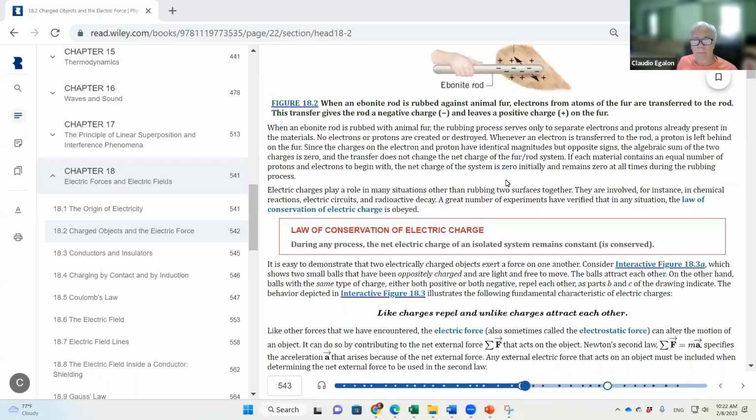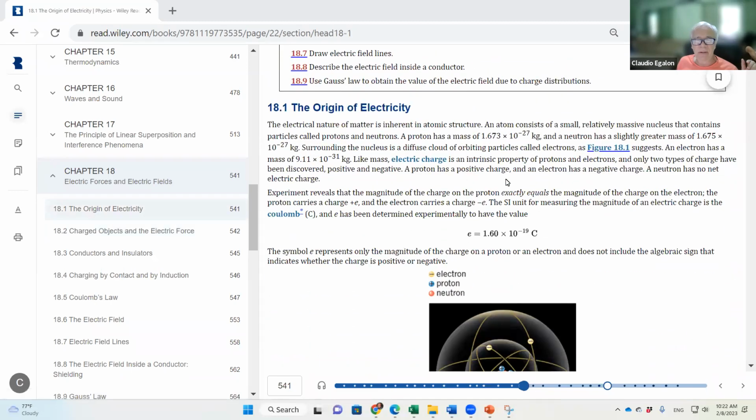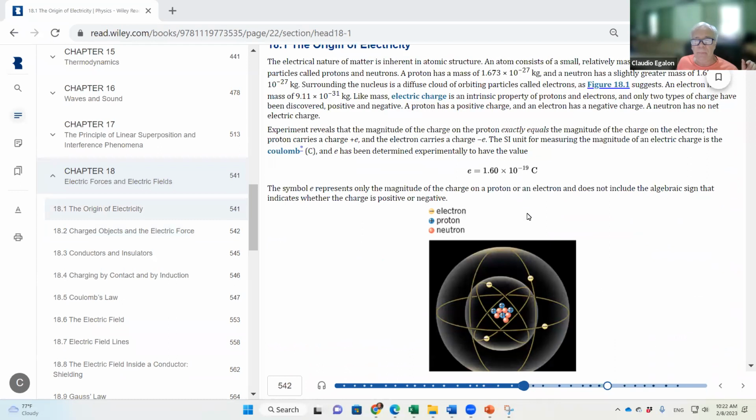Okay, so here you go, just repeating what I said before, right? There is this concept of electric charge, and we have either negative charges, positive charges, or neutral charges.